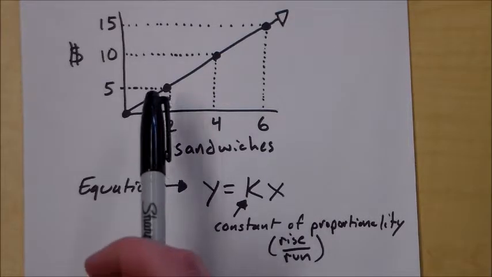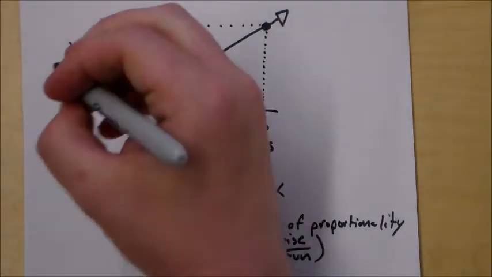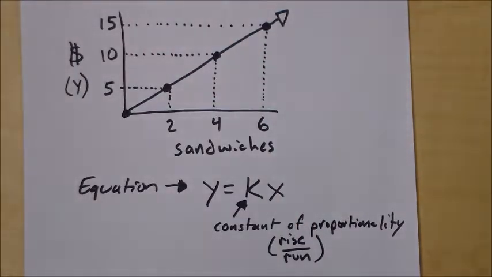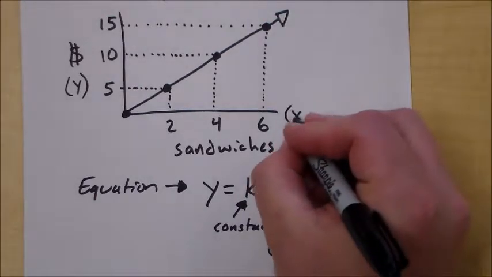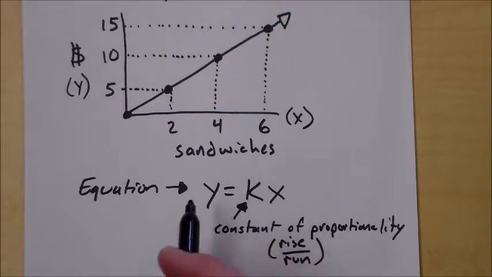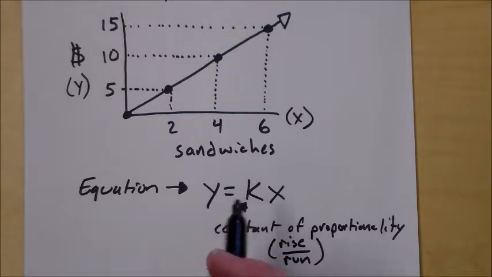So how do you make this graph into an equation? If you have your y-axis here, which you always do, it's always going up and down, it's always vertical, and you have your x-axis here, it's always horizontal. How do you find out how many y you have, or how many x you have? You use the constant of proportionality, and it's the rise over run. So what's the rise over run here?